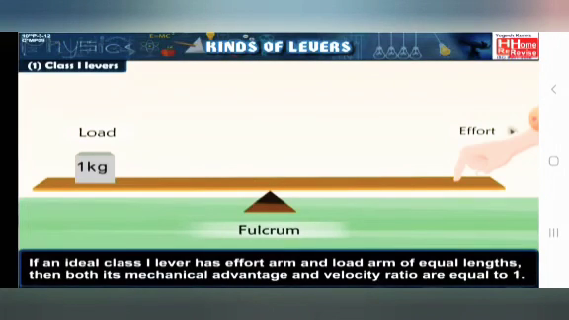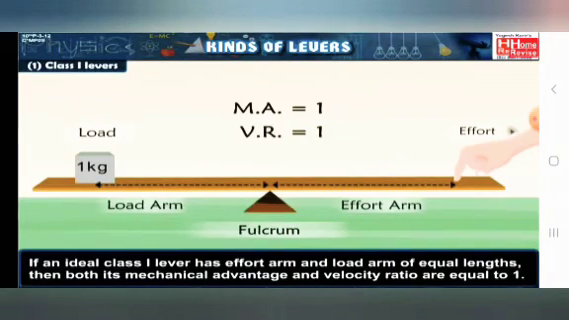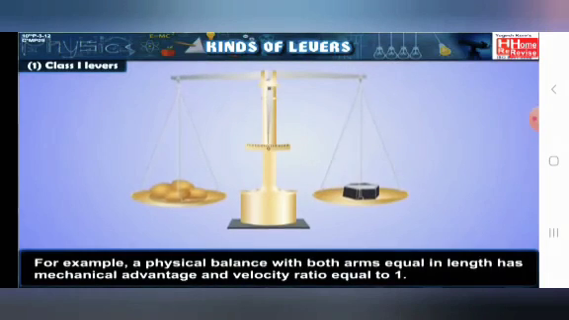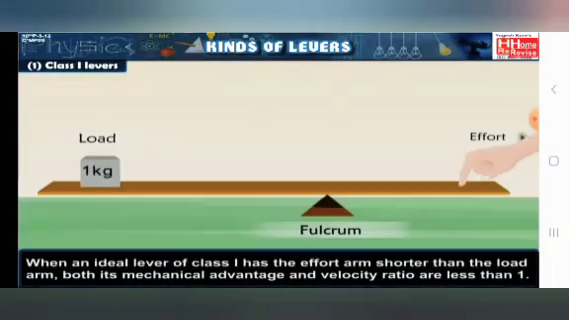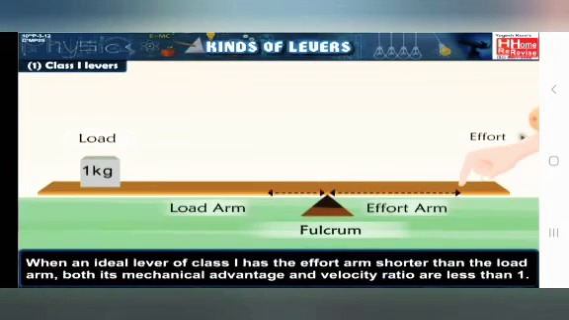If an ideal class first lever has effort arm and load arm of equal lengths, then both its mechanical advantage and velocity ratio are equal to 1. For example, a physical balance with both arms equal in length has mechanical advantage and velocity ratio equal to 1. When an ideal lever of class first has the effort arm shorter than the load arm, both its mechanical advantage and velocity ratio are less than 1.